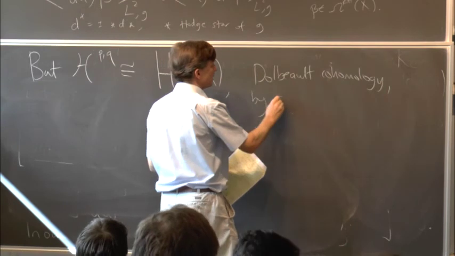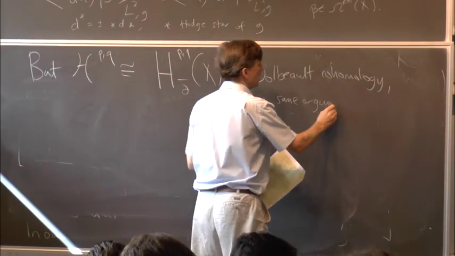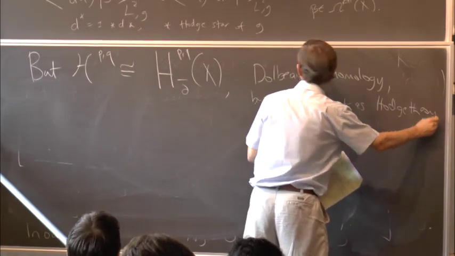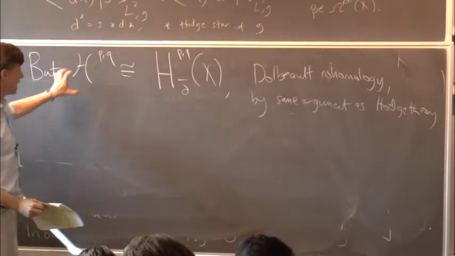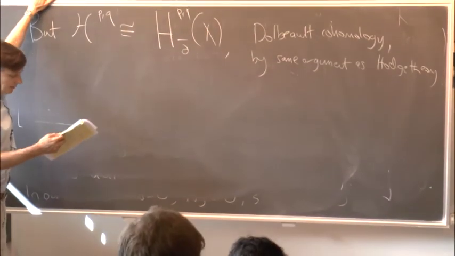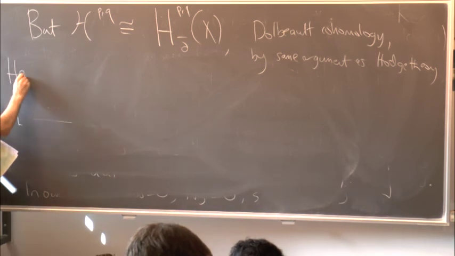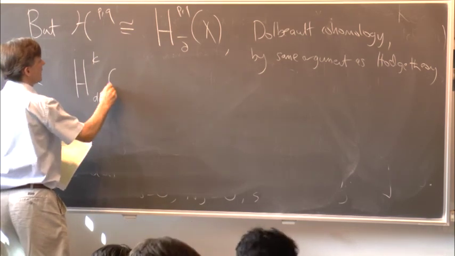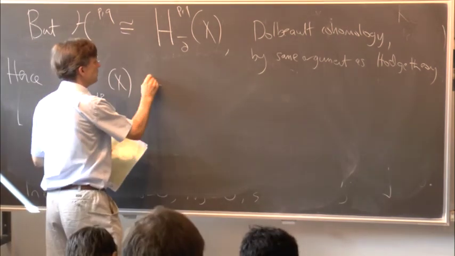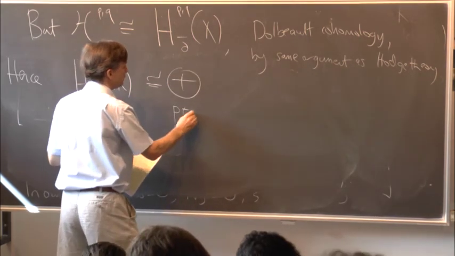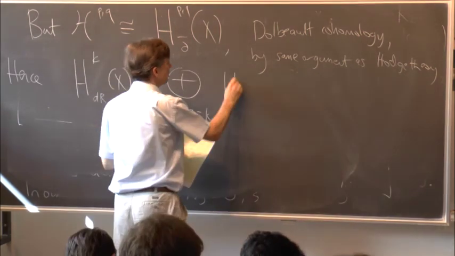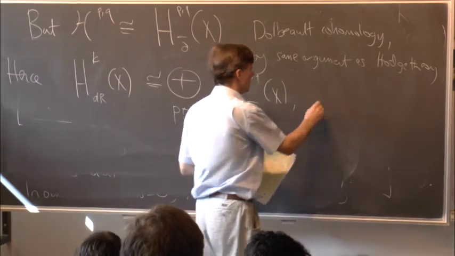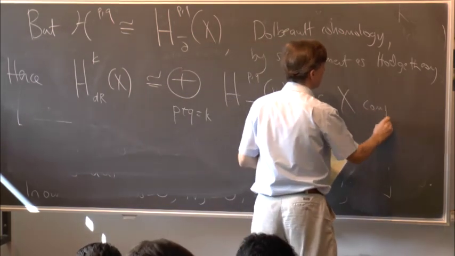Basically by the same argument as in Hodge theory. So Hodge theory tells you that de Rham cohomology is isomorphic to curly H^k. The same kind of argument here gives you this. So now we've got a conclusion, which is that the de Rham cohomology H^k_dR(X) is isomorphic to the direct sum over all p plus q equals k of the Dolbeault cohomology H^{p,q}_∂-bar(X), provided X is compact and Kähler.